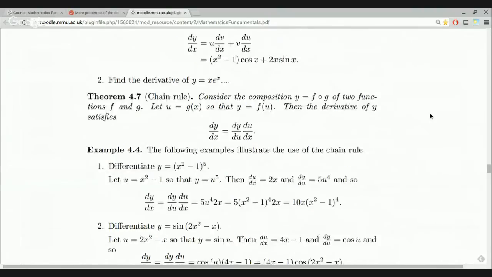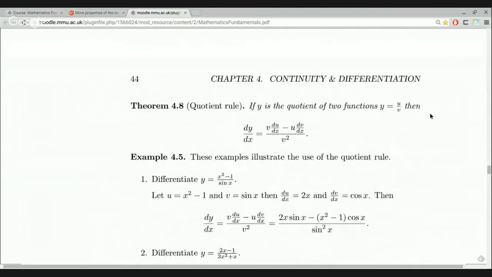The first one I'll just bring our attention to is theorem 4.8, which is the quotient rule. Okay, that follows on naturally enough after the product rule. The product rule dealt with products of functions. The quotient rule deals with quotients of functions. This is where we assemble a new function by taking a fraction, u over v, of functions. We want to know how the derivative of y relates to the two functions u and v and their derivatives.